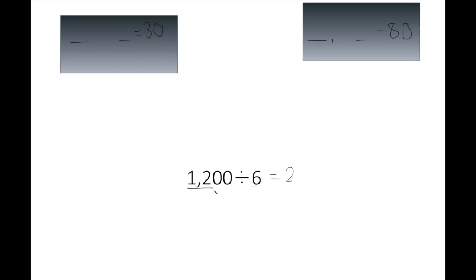Now we got to look back at our problem. We have 2 zeros in our problem, so that means we also need to add 2 zeros to our answer. So if we were to go back and check, 6 times 2 equals 12, add 2 zeros, yep, it checks out. 1,200 divided by 6 equals 200. So make sure that you're double checking and having the exact same number of zeros on either side when you're adding on those zeros tricks.